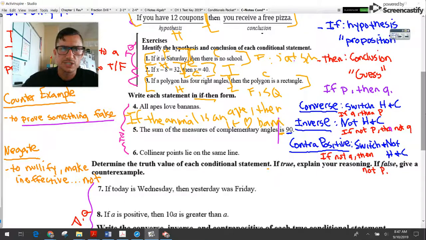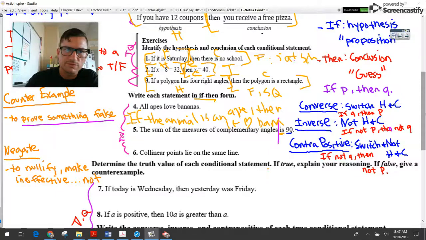The inverse is just negating, a fancy word for not. So it could be have not, do not. And we want to make sure it's grammatically correct. So we're not going to switch anything. We're just inputting not. So instead of if P then Q, it would be if not P, then not Q.